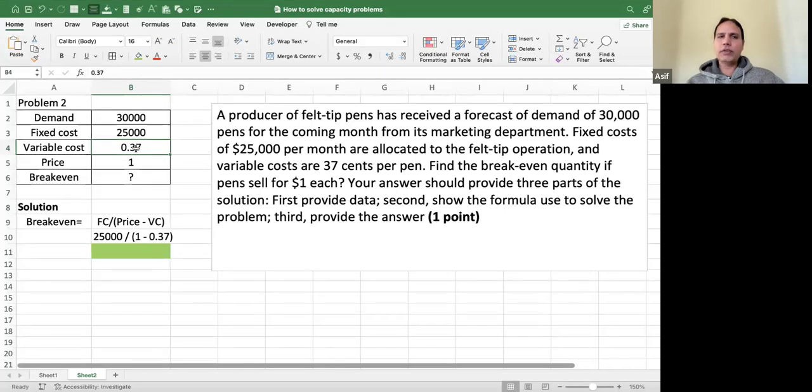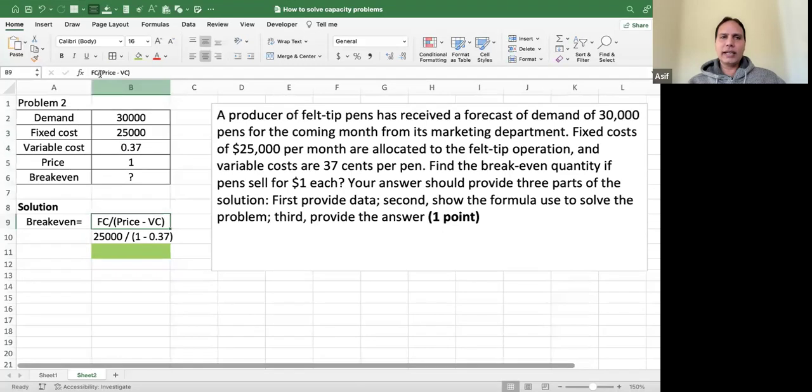So by doing this, we make sure that all these units are consistent. Fixed cost is in dollars and variable cost is also in dollars, not cents. And then price is $1. And then we have to calculate break even. So that's the first step whereby you have to enter all data. And then we know the next step is showing formula. And again, you can see here for formula, I write here break even and then equal sign. And again, as I mentioned earlier, this equal sign is here, not here.